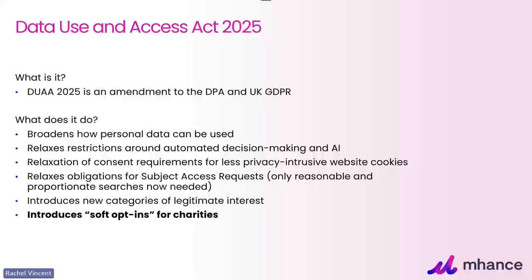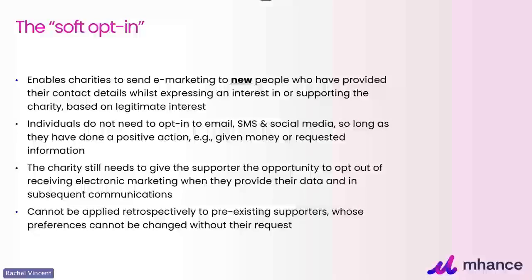And within that, it has the soft opt-in for charities. So what do we mean by the soft opt-in? This is where we are now seeing a shift. Currently, at the moment, a supporter has to proactively opt in to receiving e-marketing. That's emails, SMS, social media marketing. What the soft opt-in is going to do is move it from them having to opt in to them having to opt out. So it's kind of going in the direction of where we are at the moment with post and telephone fundraising and communications.